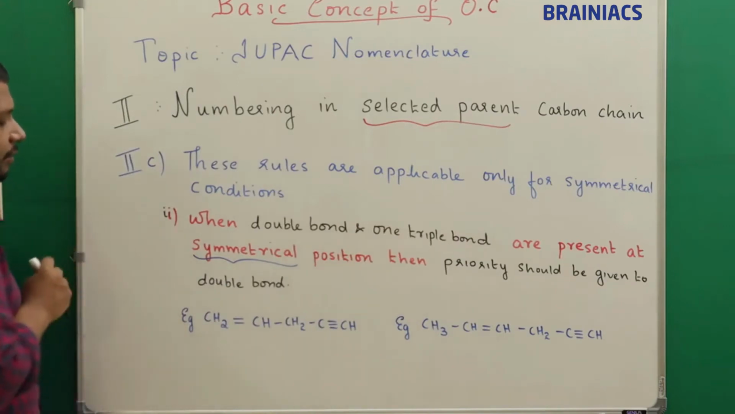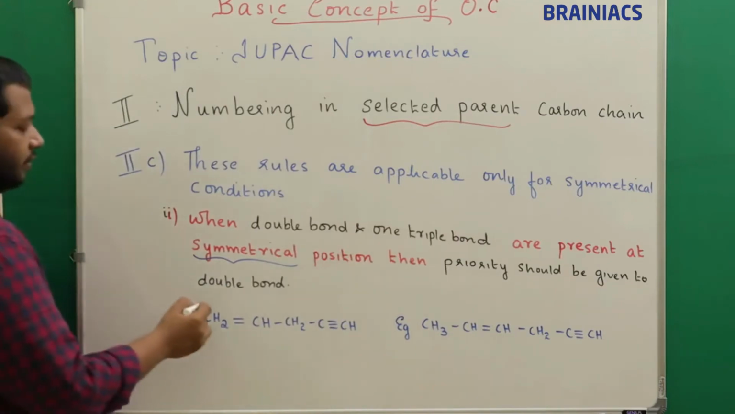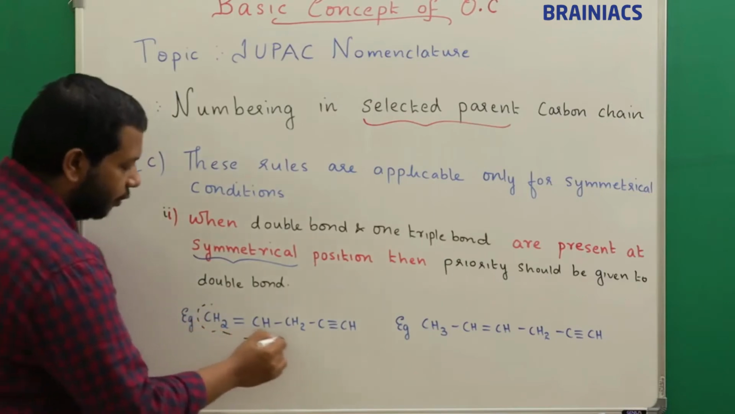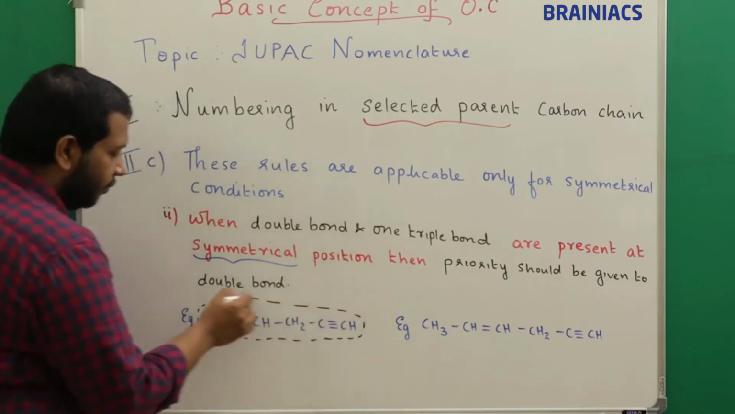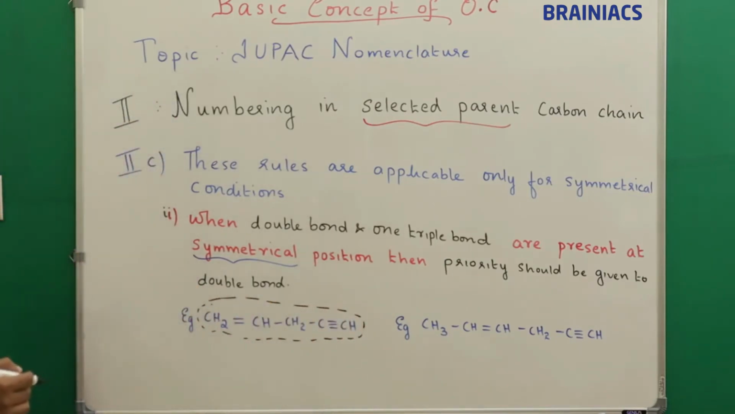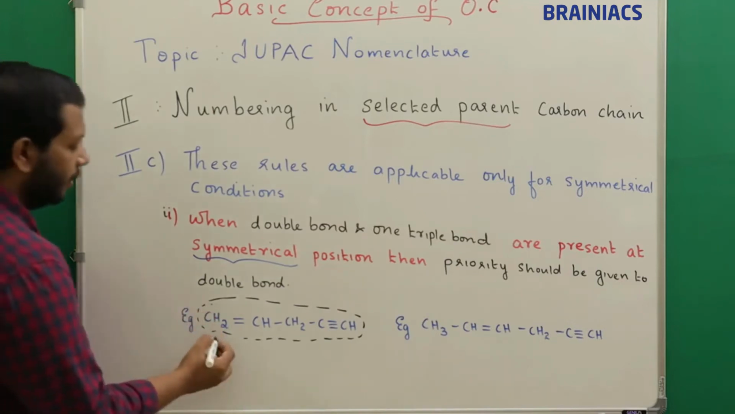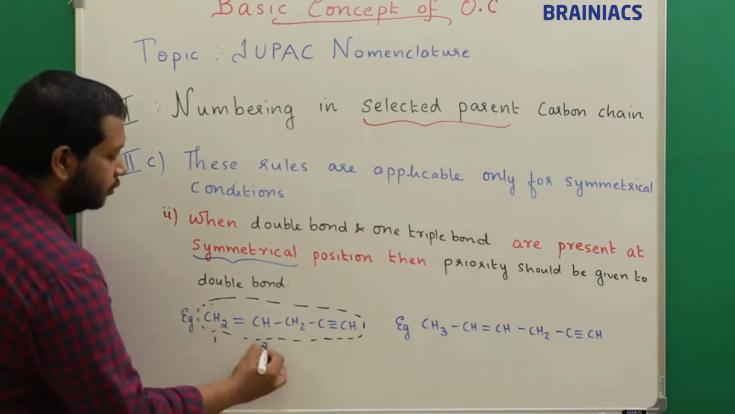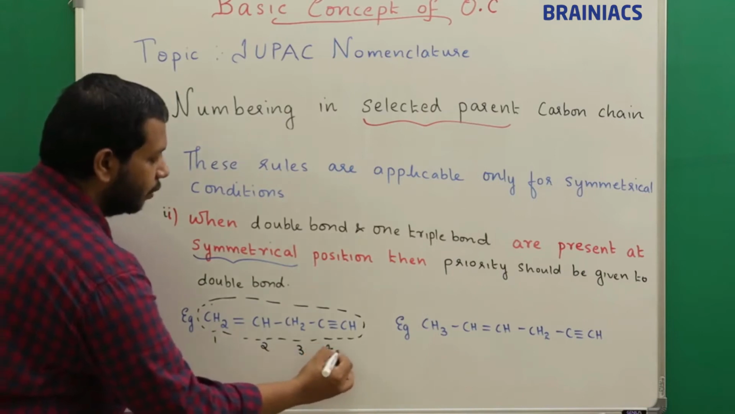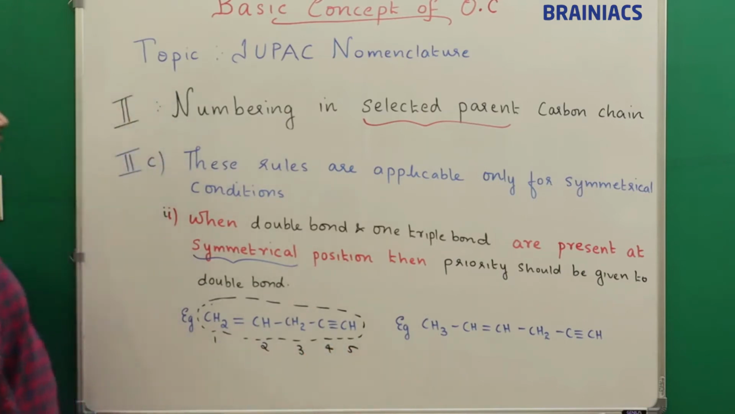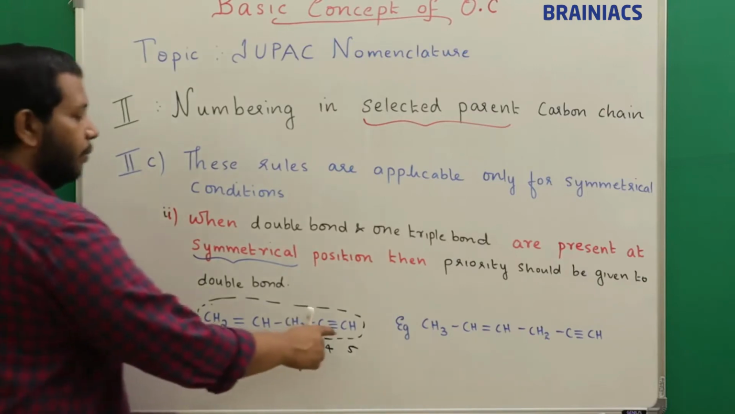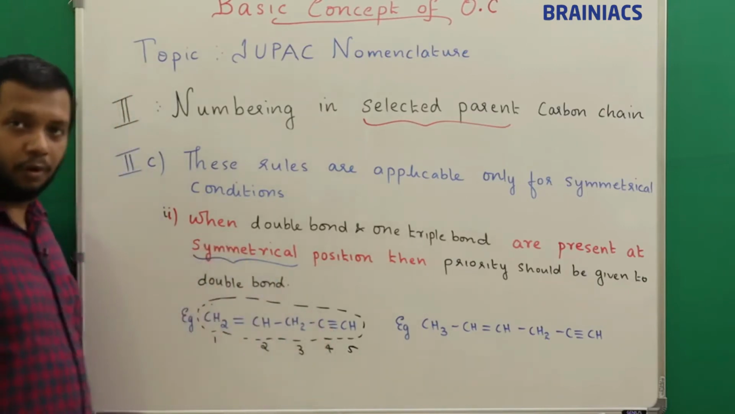So the example you can see here. I know this is my parent carbon chain, since there are no branches or anything. Correct? So if I am trying to number it, numbering in this direction, think like that, 1, 2, 3, 4, 5. You can see here for the double bond the minimum number coming is 1, and for the triple bond the minimum number coming is 4.